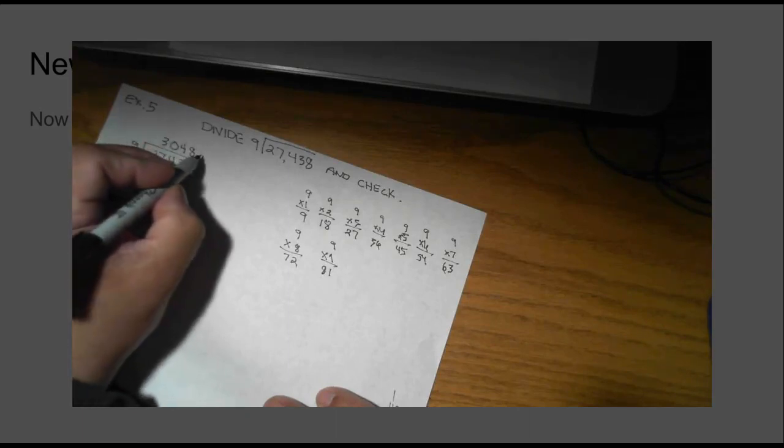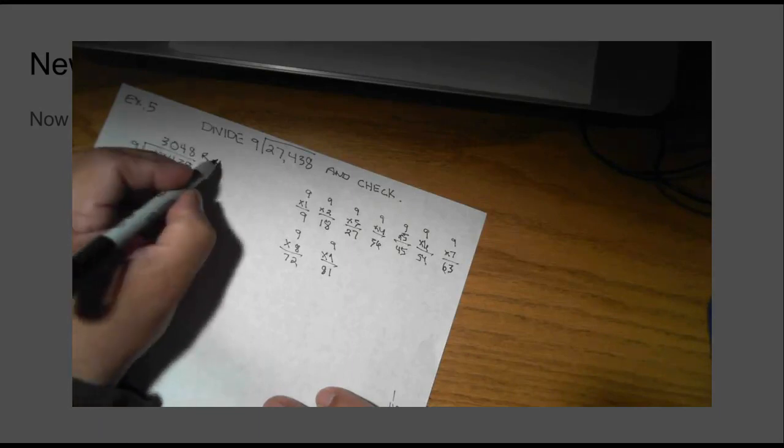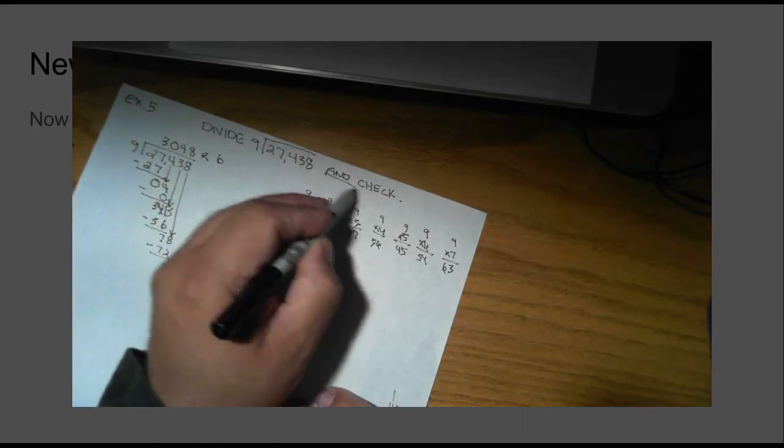So here we are. We've reached the end of the road here. We don't have any more numbers in our dividend to bring down. So we see that the answer so far appears to be 27,438 divided by 9 would be 3,048 remainder 6. This appears to be the answer, but we need to check it.